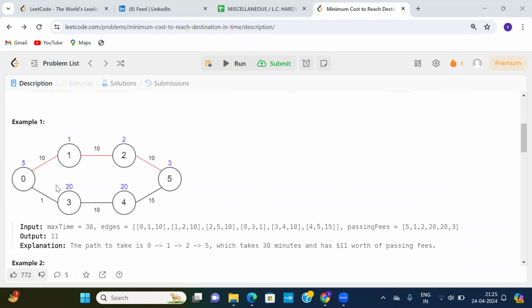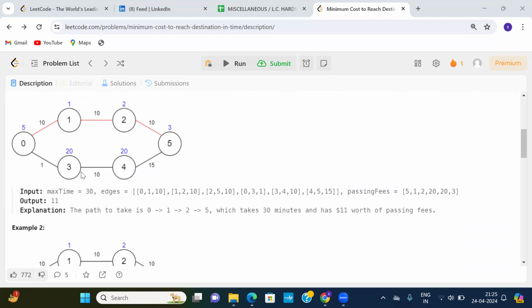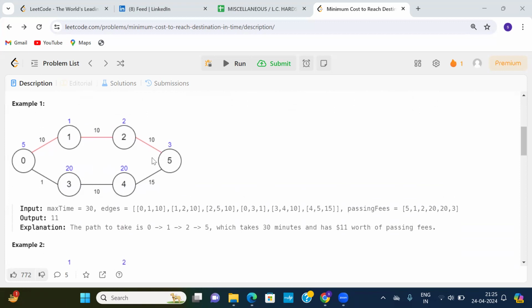Now let us understand this question with the help of this example. These cities are numbered from 0 to 5. The times are given in the form of the edges, and the passing fees are given in blue color. The maximum time is 30. We need to go from 0 to 5. There are two options. The very first option is we can go 0 to 1, 1 to 2, 2 to 5. What is the amount of time required? 10 plus 10, 20, 20 plus 10, 30.